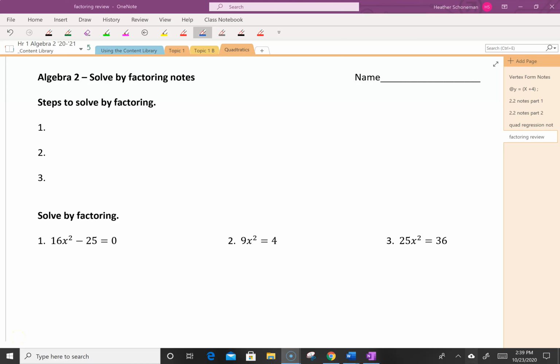For this lesson, we are going to be reviewing factoring from Algebra 1. This is not teaching you everything, this is just a quick review.